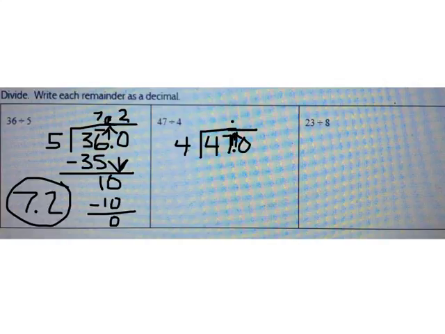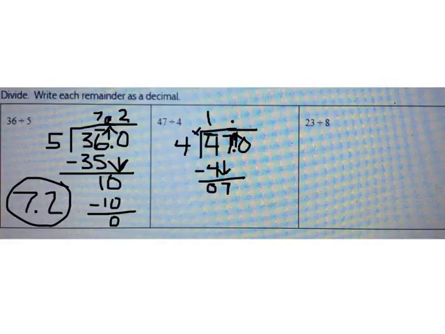Now I need to see where I can start dividing. Can I start with 4 tens, 47 ones, or 470 tenths? Here I can start with 4 tens. How many times does 4 go into 4? It goes in 1 time. What's 1 times 4? It's 4. When I subtract, I have nothing left over.